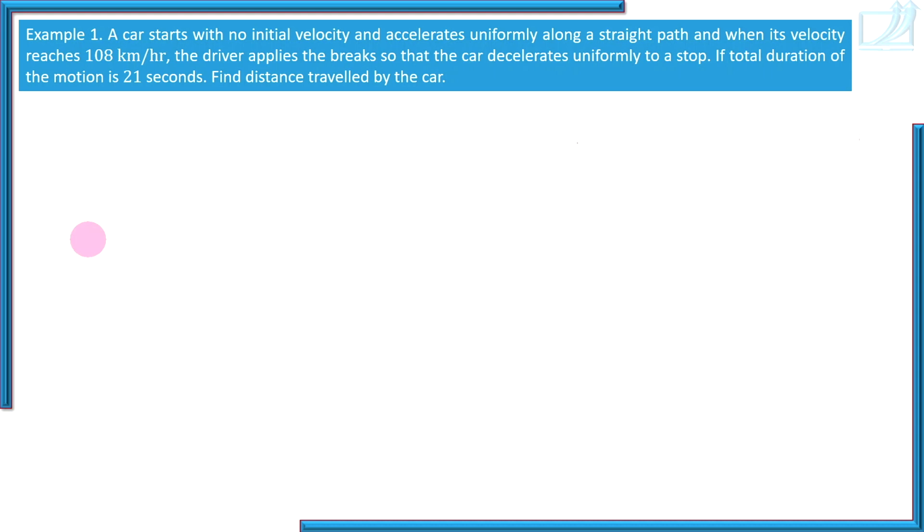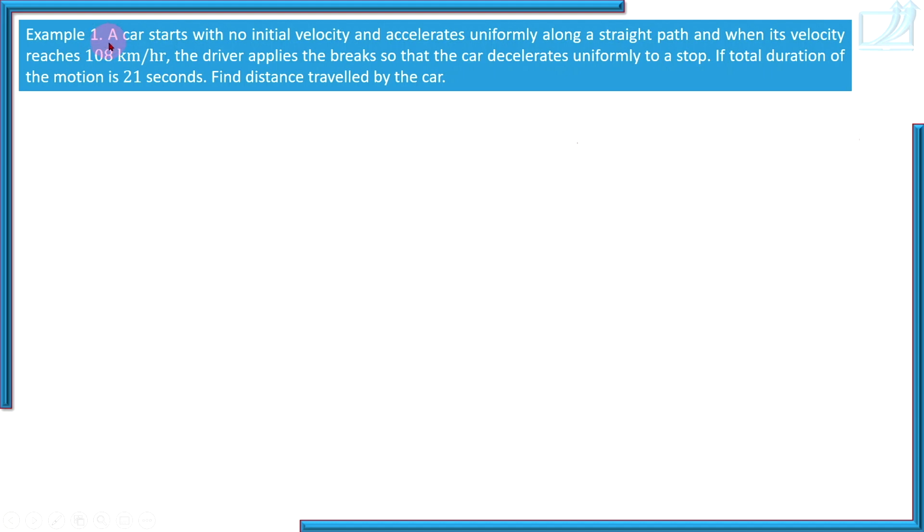But what you should understand in this problem is, what is there in the problem that suggested you to draw the VT diagram? A car starts with no initial velocity and accelerates uniformly along a straight path. So it is a uniform acceleration problem. Then instead of using the formulas v = u + at, x = ut + half at squared, I'm going to draw the VT diagram. What is there in the problem that suggests you to draw the VT diagram? That you should know. And it's simple.